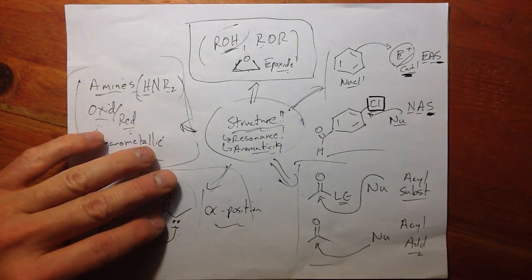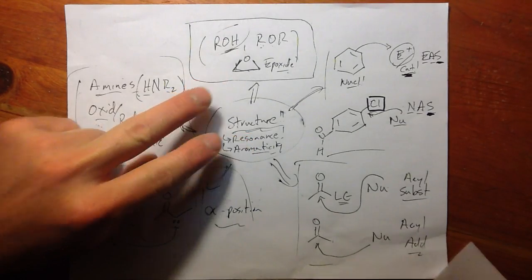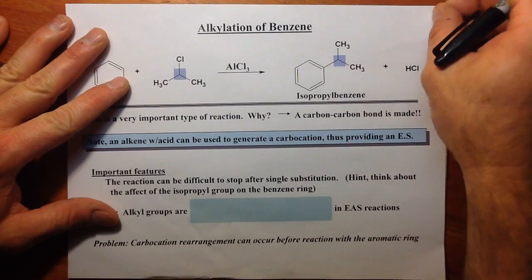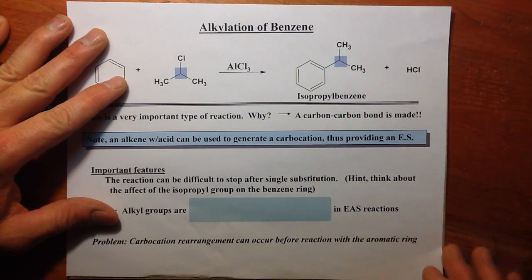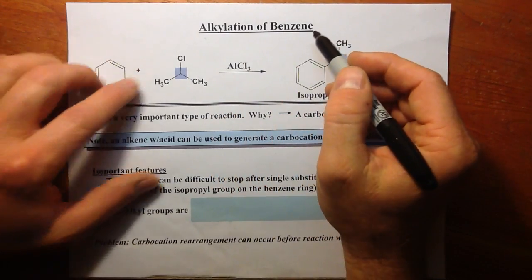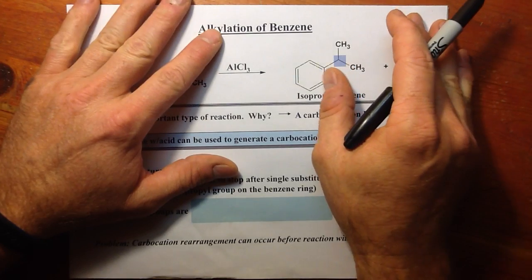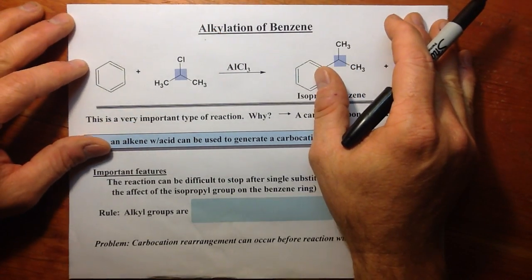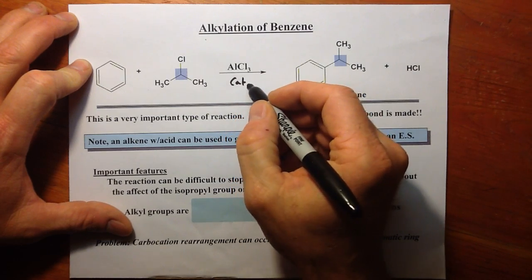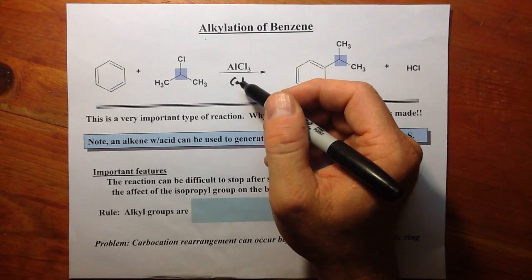So let's finish our discussion of EAS, and we're going to look at just 2 more electrophiles: alkyl cations and acylium cations. So alkylation of benzene, which is really just putting an R group, an alkyl group, on the benzene ring. We have to use a catalyst still, and in this case we're going to switch over in most cases to a Lewis acid.